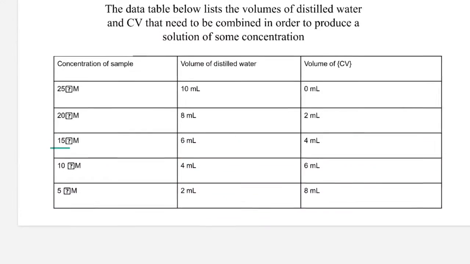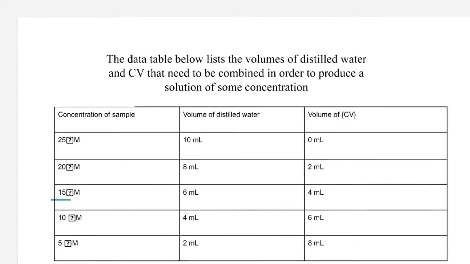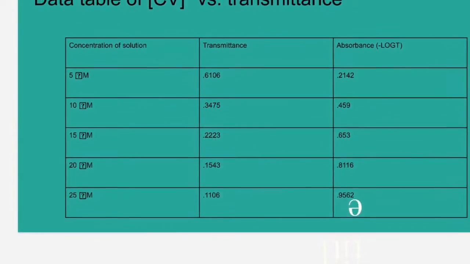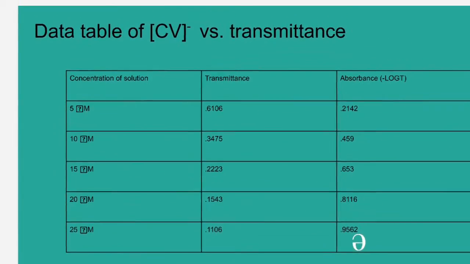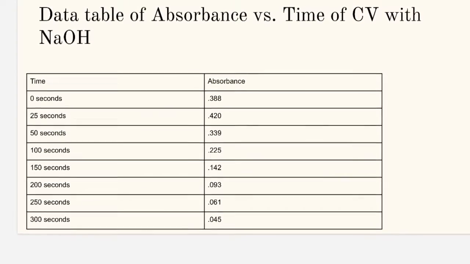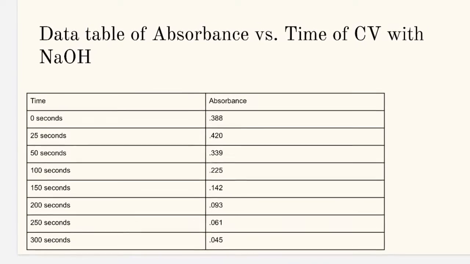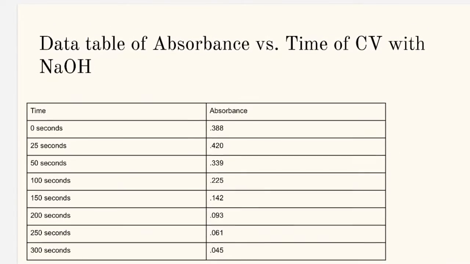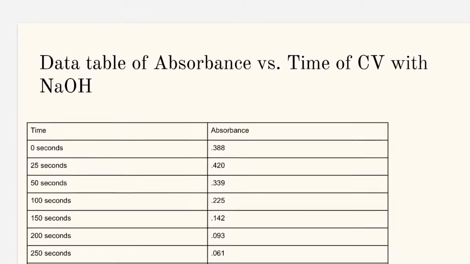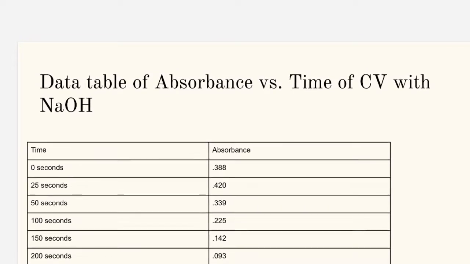This data table shows the different concentrations of each sample in micromolar and the different amount of volume of distilled water and crystal violet needed to make them. This data table shows how the absorbances of solution vary by concentration in micromolar. This data table shows how absorbance changed over time in the 15 micromolar solution of crystal violet and sodium hydroxide. As time went on, the absorbance went down. We chose to do the 15 micromolar solution as our value because it gave us the absorbance readings closest to 1.